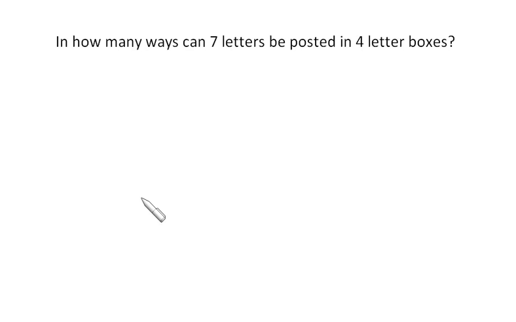Now in how many ways can 7 letters be posted in 4 letter boxes? Now the problem is quite similar. We pick up the first letter, we have the 4 choices, right? We pick up the second letter, still we have 4 choices. We can put the letter in any of the boxes. So for every letter we have 4 choices, right? So we have 4 raised to 7 ways to do this, right?